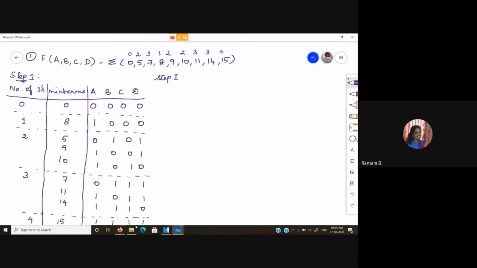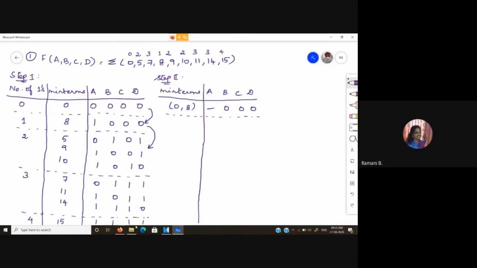Next, we will start comparing the minterms in each of the groups. So the minterms, and then the variables A, B, C and D. Here in the first group we have only one term. So 0, 8: the A variable changes, so we put a dash over there and the remaining we write as it is. Then comparing 8 with 5, 9 and 10. With 5, we can see that except for C all the variables change, so we can't have that group. With 8, 9, except D the others are the same, so 1, 0, 0 and dash. Similarly with 8, 10, C alone changes and the others are the same, so 1, 0, dash, 0.